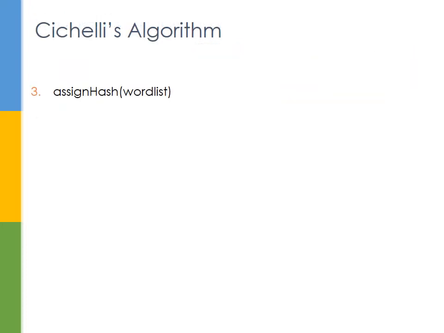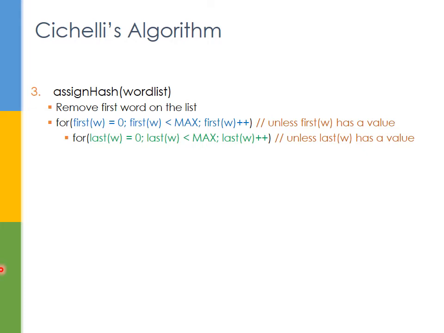Let's now look at the pseudocode in a little bit more detail. So we are going to create this recursive function assign hash, and we are going to give it a list of words. Just recapping what you've seen on the previous slide, we will always start by removing whatever the top word on the list is. And for that word, we will try to obviously place it inside of the hash table. And to place it inside of the hash table, we'll have to try and assign values to its first and last character such that no clashes occur.